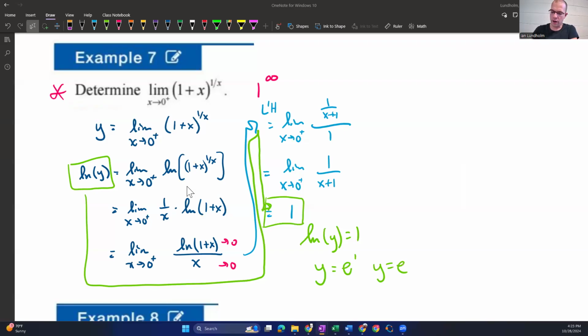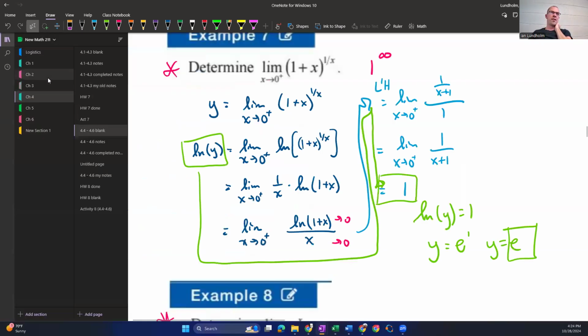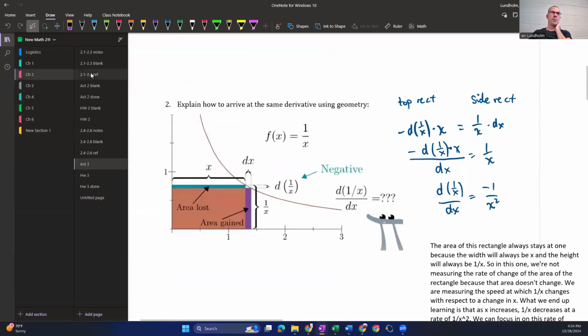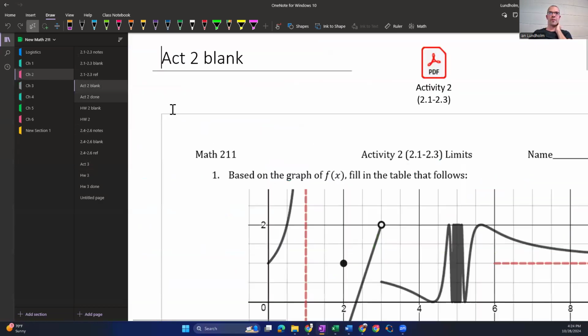So our original limit turns into e. And you might recognize that this is just an alternate form of the limit that we saw converge to e on one of our first activities, maybe in chapter 2. Oh, now I'm interested. Yep.